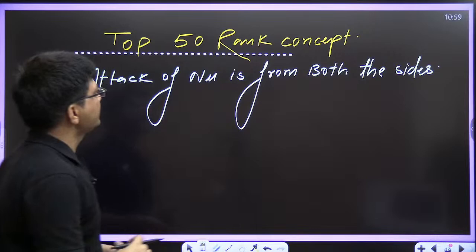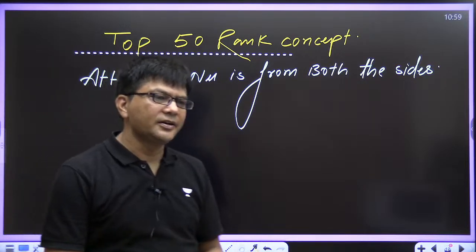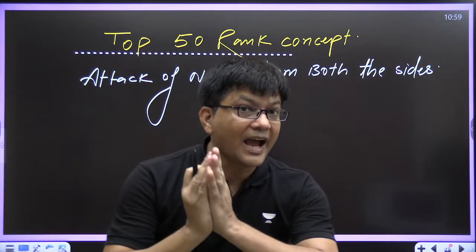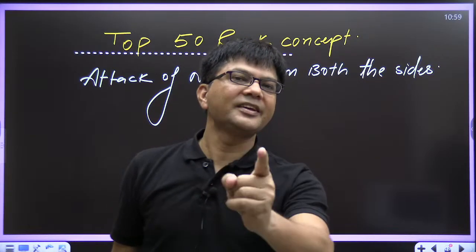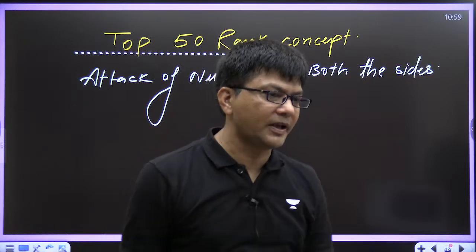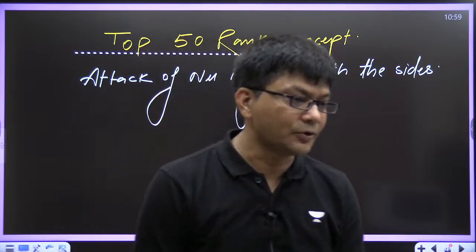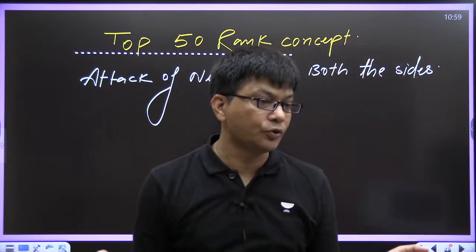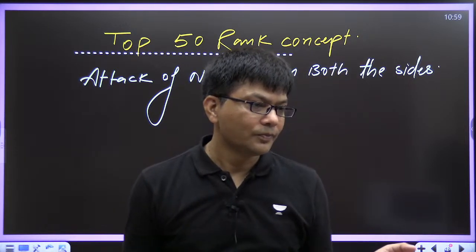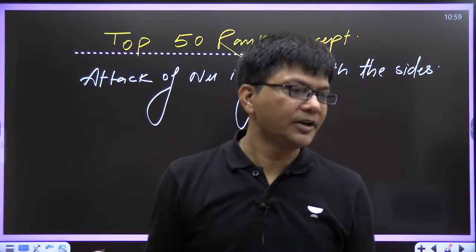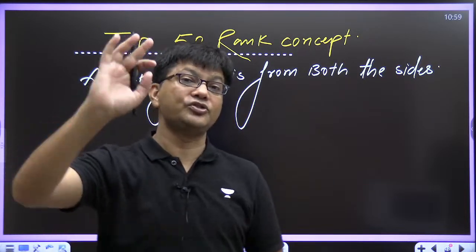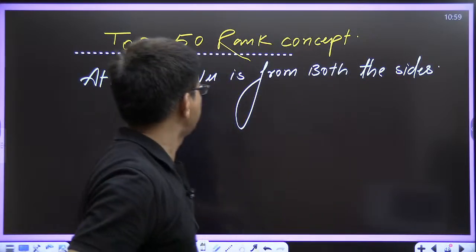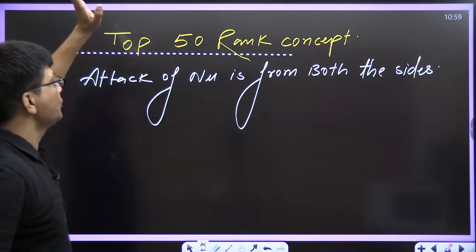Now, if the attack is from both the sides, what do you think? First question: in SN1 reaction, does racemization always take place, or in some example could it be 50-50? It depends on the carbocation stability. That I have already told you in GOC part 1, the stability of carbocation. Now see, attack of nucleophile is from both the sides.